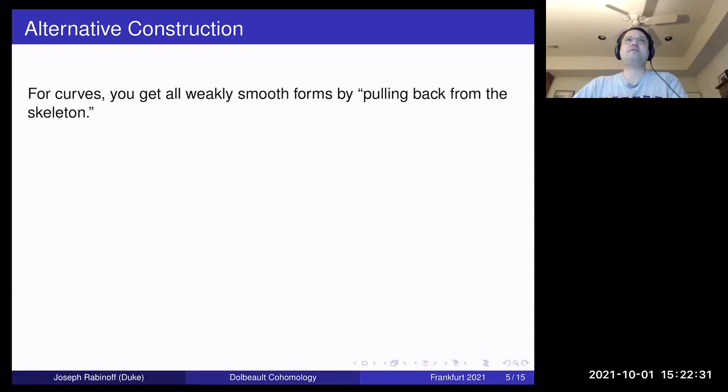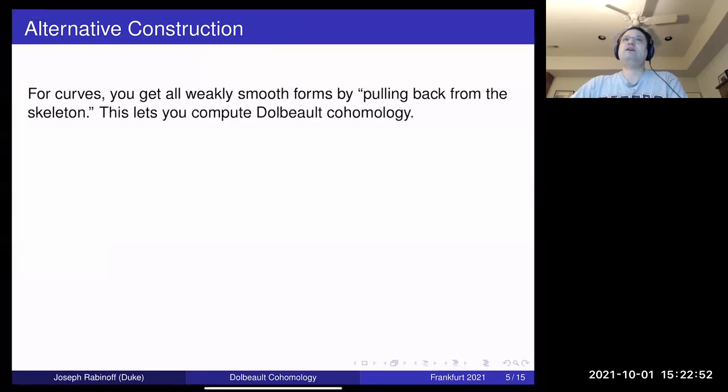So this again is probably all very abstract, especially if you haven't read Antoine's paper. For the purposes of this talk, I can give you an alternative construction of the weakly smooth forms on a curve. Essentially, they all arise by pulling back from the skeleton. And this gives you a way to actually compute Dolbeault cohomology of curves, at least.